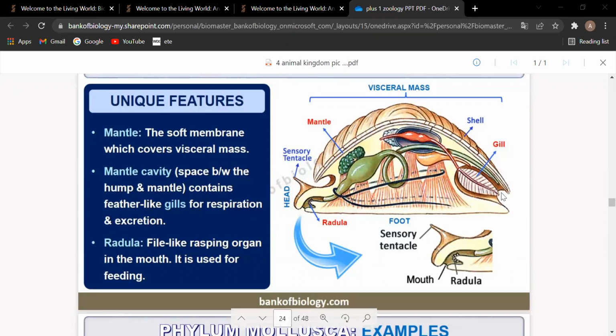Next, radula, a very important word in Mollusca. What is radula? A file-like rasping organ in the mouth. It is used for feeding. Just like we have teeth and a tongue, similarly this radula is present. See, here they have shown teeth-like structures which help them in feeding. Okay, got it? Even in this, diffusion of oxygen happens.